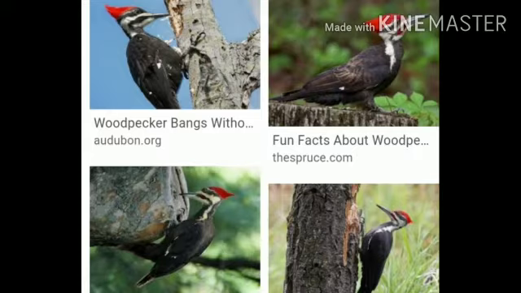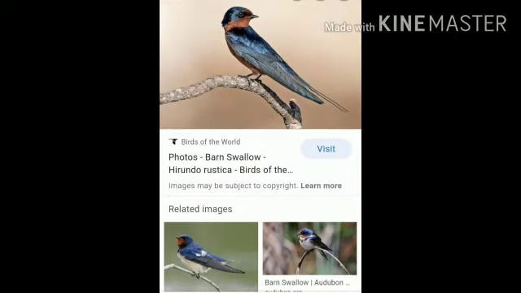Small insects are there in the wood, and they are taking them. Okay. Next is swallow. Swallow has a broad beak.